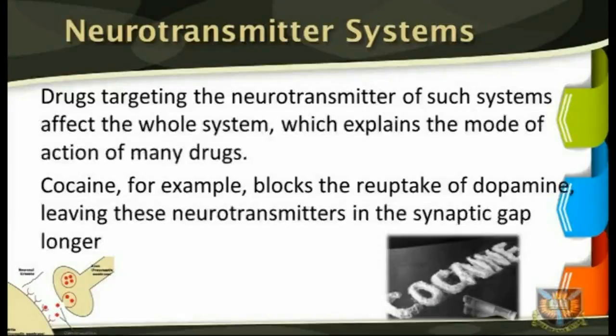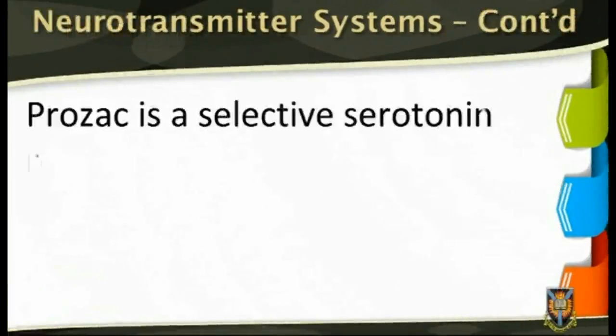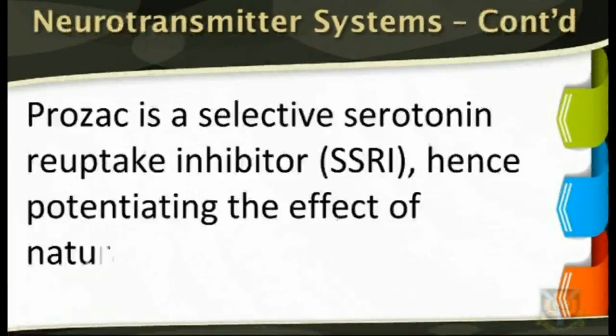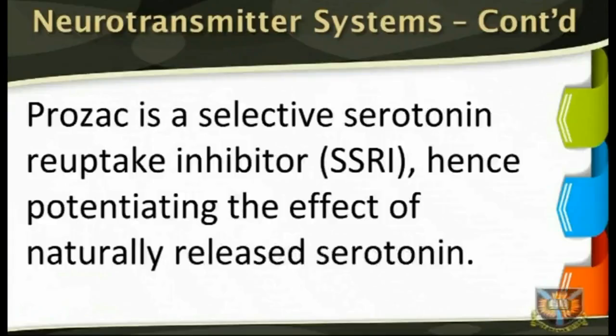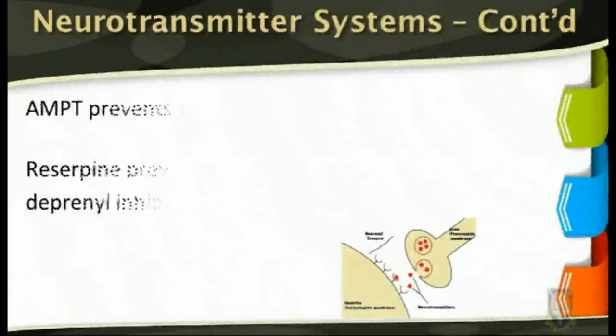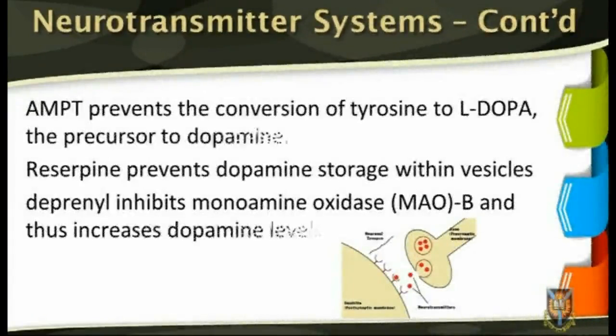Cocaine, for example, blocks the reuptake of dopamine, leaving these neurotransmitters in the synaptic gap longer. Prozac is a selective serotonin reuptake inhibitor (SSRI), hence potentiating the effect of naturally released serotonin. AMPT prevents the conversion of tyrosine to L-DOPA, the precursor to dopamine. Reserpine prevents dopamine storage within vesicles, and deprenyl inhibits monoamine oxidase B (MAOB) and thus increases dopamine level.